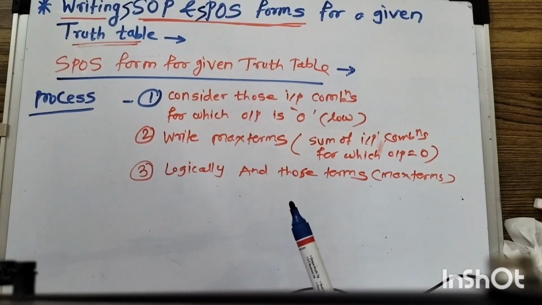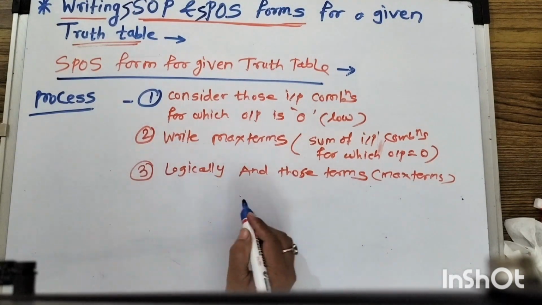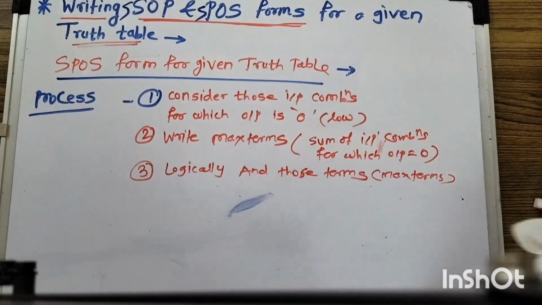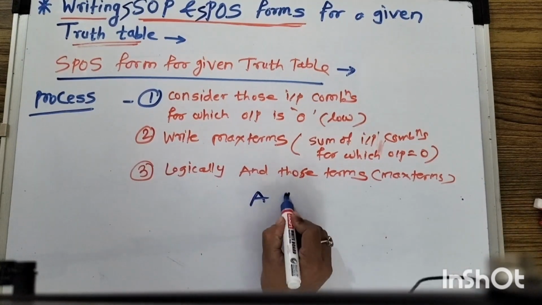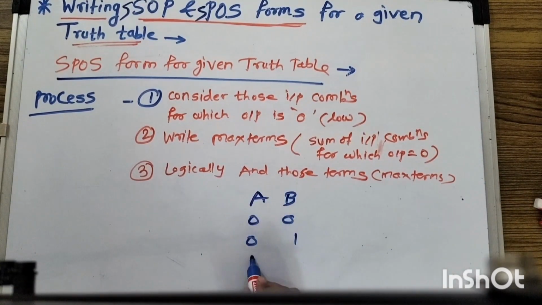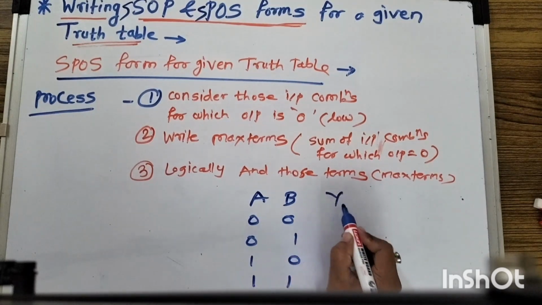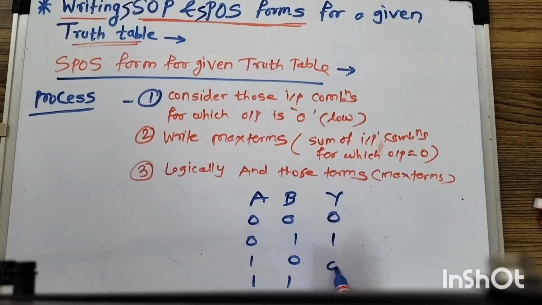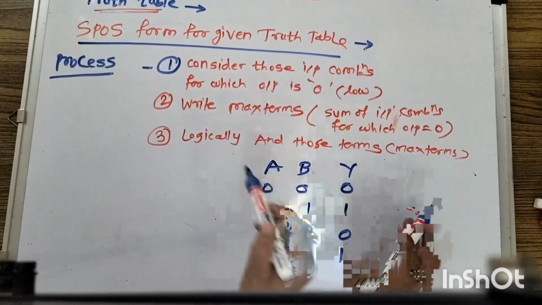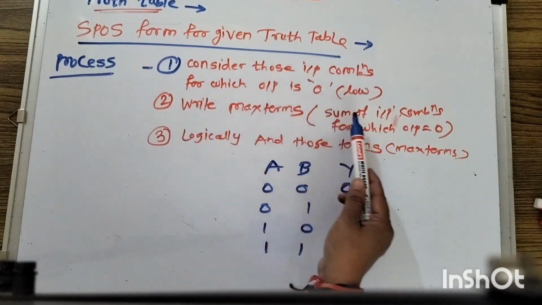For example, if you are given a truth table like this, with inputs A B as 00, 01, 10, 11, and the outputs like this, 0 1 0 1. So what is the first step? The first step is to consider those input combinations for which the output is low.